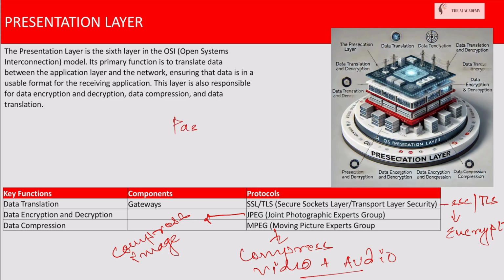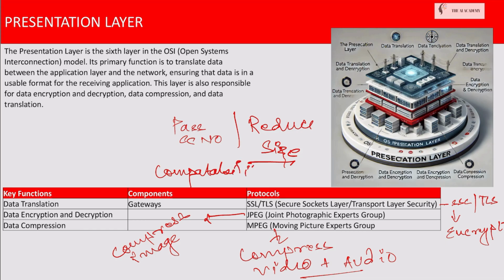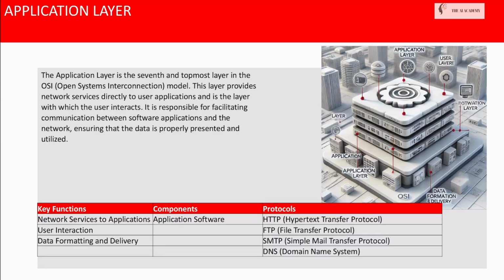For example, data encryption: encrypting sensitive information such as passwords or credit card numbers before sending them over the network. Data compression: reducing the size of large files, such as images or videos, to speed up transmission and save bandwidth. And data translation: converting data from one character encoding to another, such as from ASCII to EBCDIC, to ensure compatibility between different systems. And finally, the application layer, Layer 7.